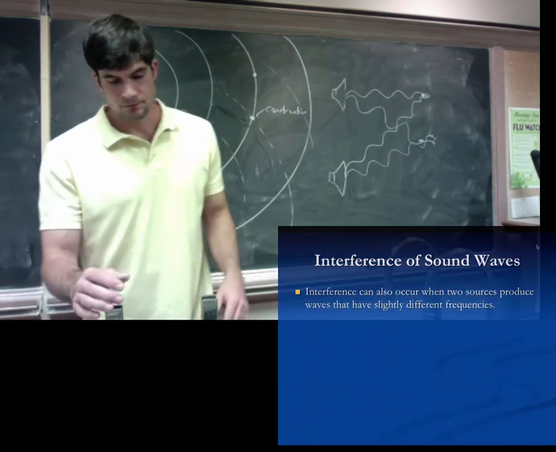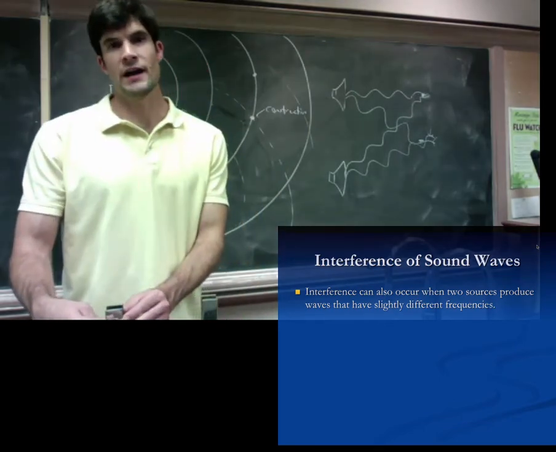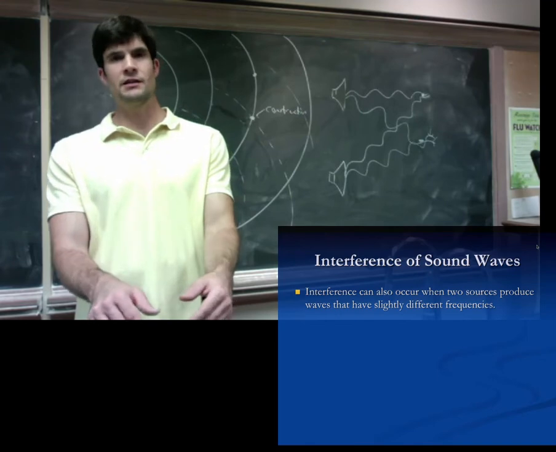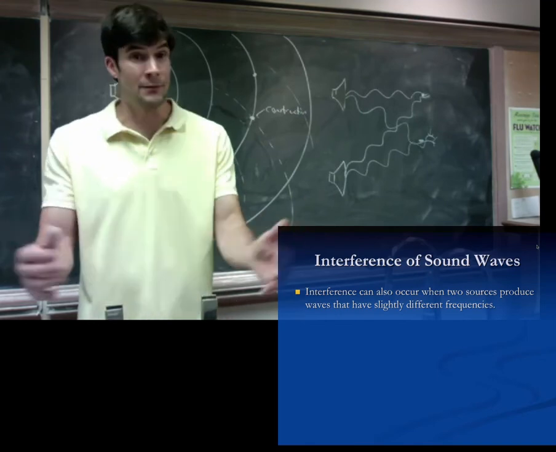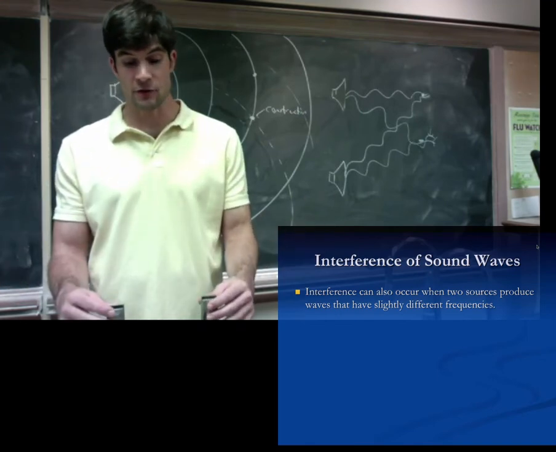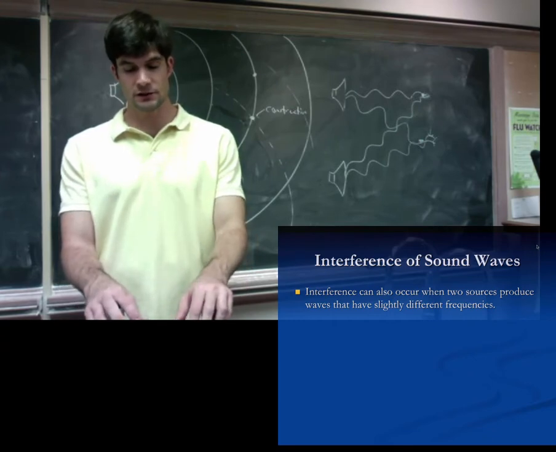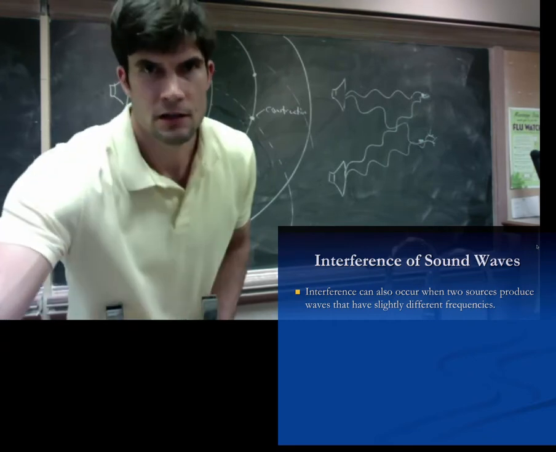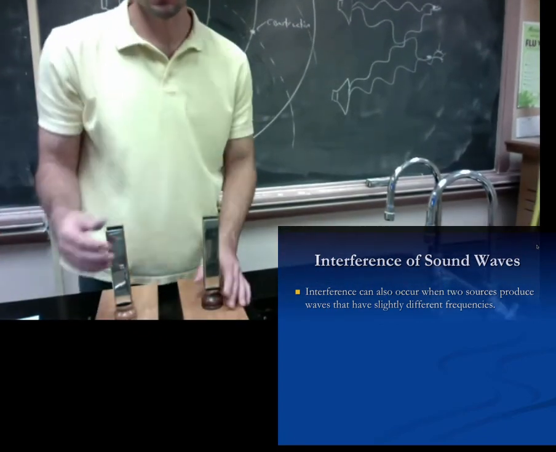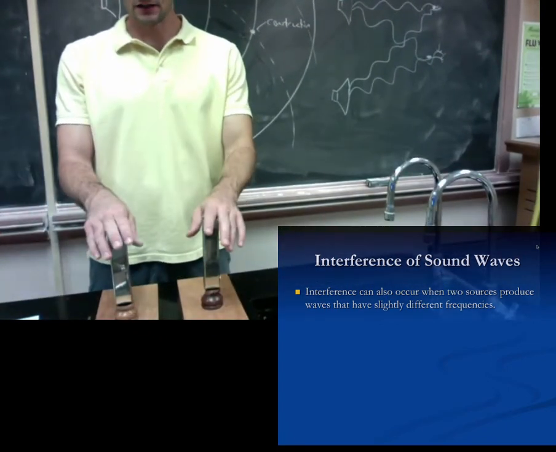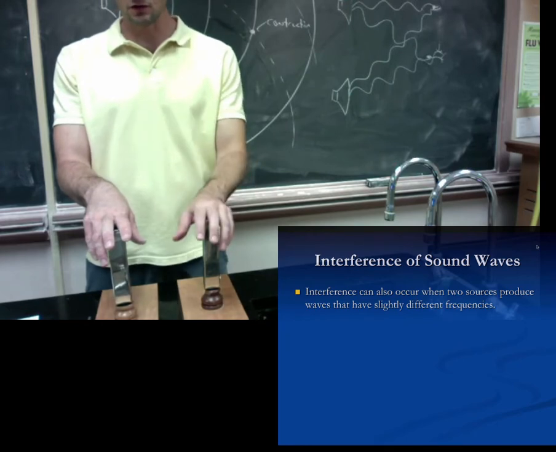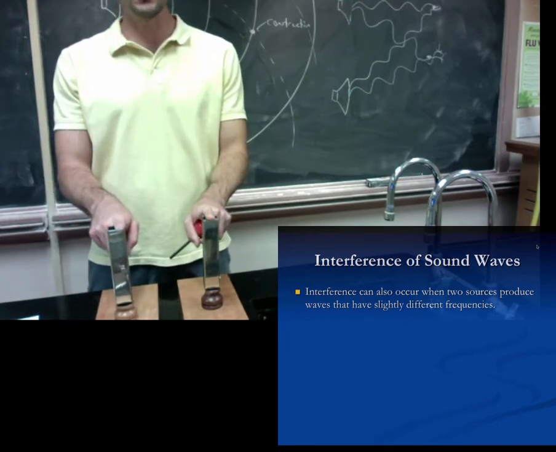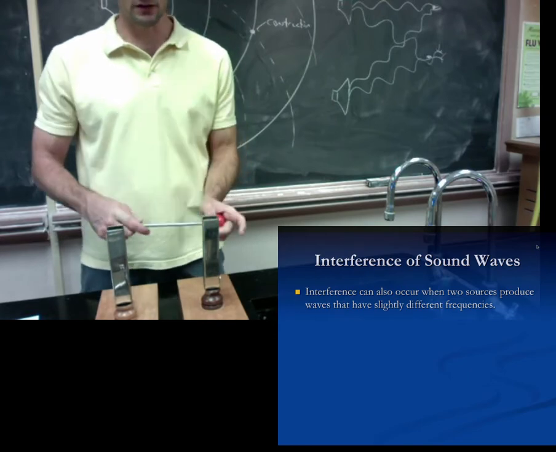Another example of interference is when you have two sources not separated by distance, but separated in frequency. If you have two sound sources, like two tuning forks, let me tilt this where you can see the tuning forks a little bit better. Here I've got the same two tuning forks I was using for some demos earlier, and they're both designed to produce the same frequency.